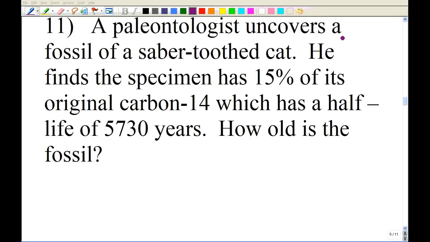Number 11. A paleontologist uncovers a fossil of a saber-toothed cat. He finds a specimen has 15% of its original carbon-14, which has a half-life of 5,730 years. How old is the fossil? So maybe you noticed on the worksheet that you got in class that there's another formula for half-life, and it's this. We've got A equals I. So A is the final amount, I is the initial amount, times 1/2 to the power of t over the amount of how long the half-life is.